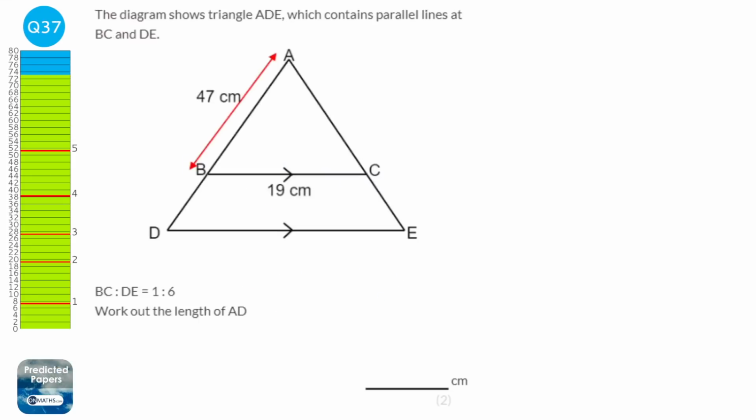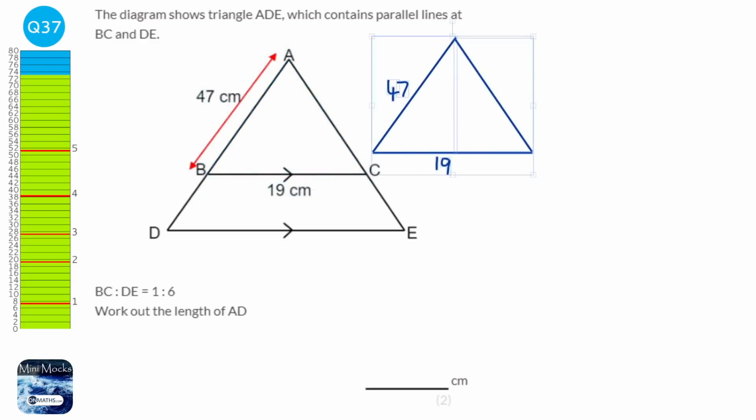With these questions, it's normally easier to view these as two separate triangles. So we've got a small triangle here with 19 and 47. And what I'm going to do is I'm just going to move this out. And we've got a bigger triangle here.